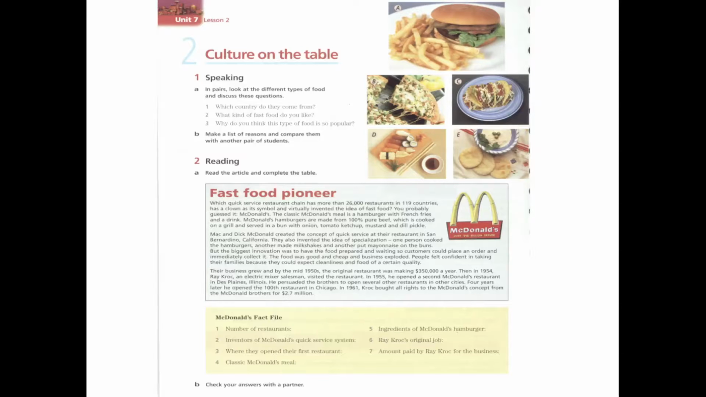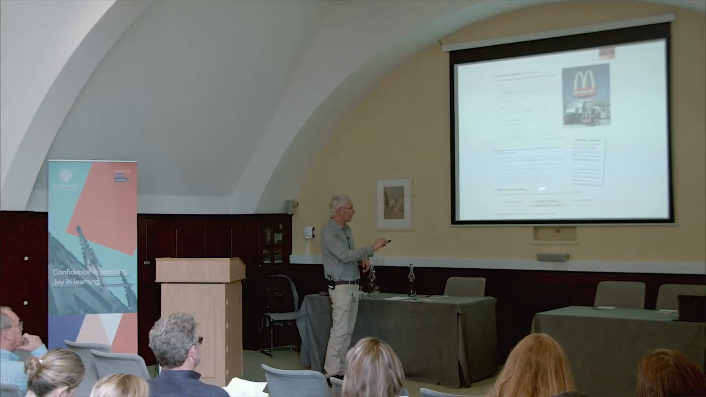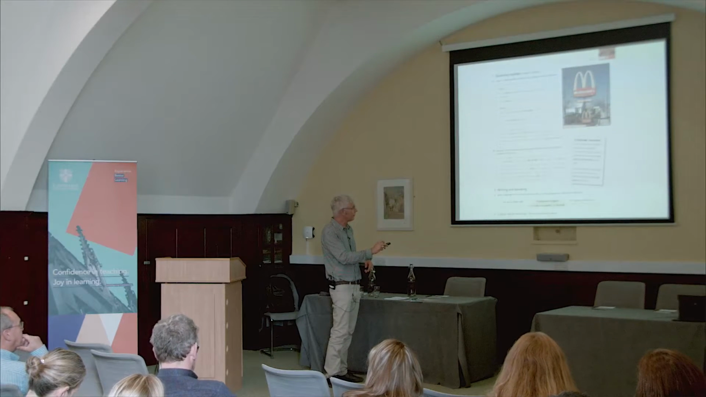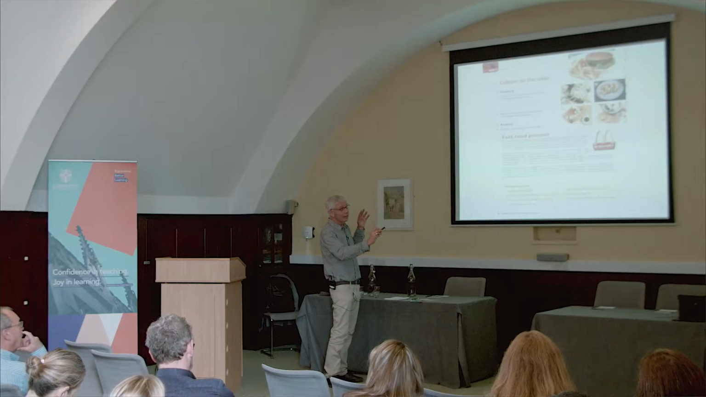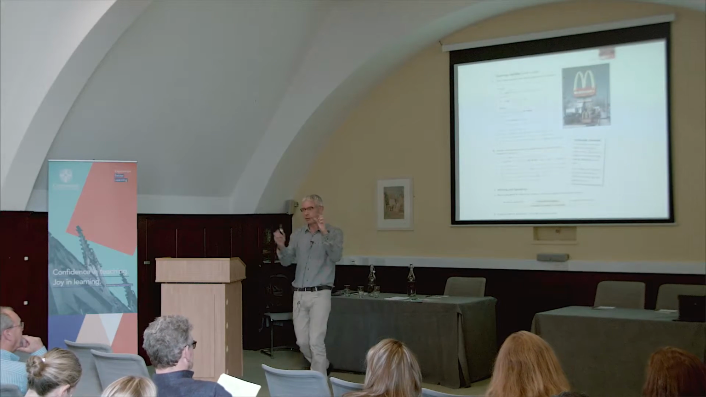This text about McDonald's, you don't need to read it. Just by seeing "fast food pioneer," you can tell that it's a completely uncritical text with just statistical information about McDonald's. And on the next page, it just turns out to be a context for the passive voice. So the only time the students actually focus on anything to do with their culture is when they write a description of a dish in their country. But that's the double-page spread, and this corresponds to a tiny part of it.